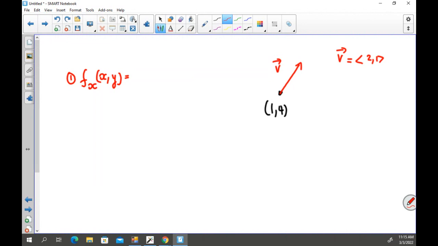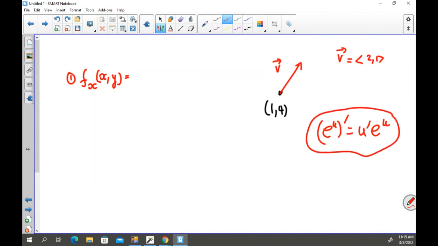Yes, so it's u dash, the derivative of u, multiplied by e to the power of u. The derivative is the derivative of u multiplied by e to the u. This is a very famous, very important rule in calculus. You need it. Now, what is the derivative of u here with respect to x? 8x. So, e to the x squared minus y.